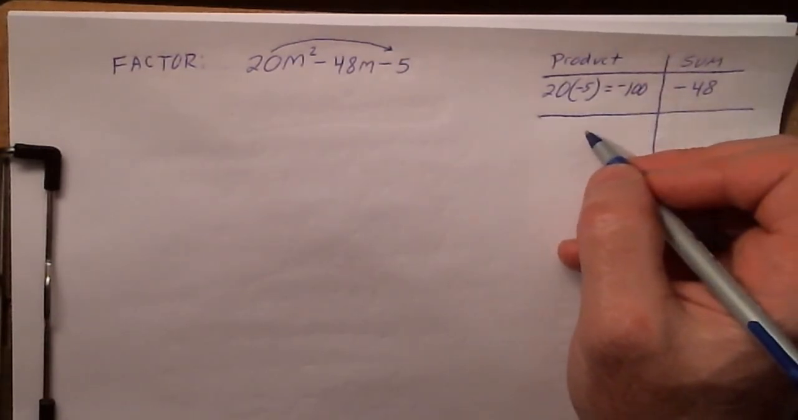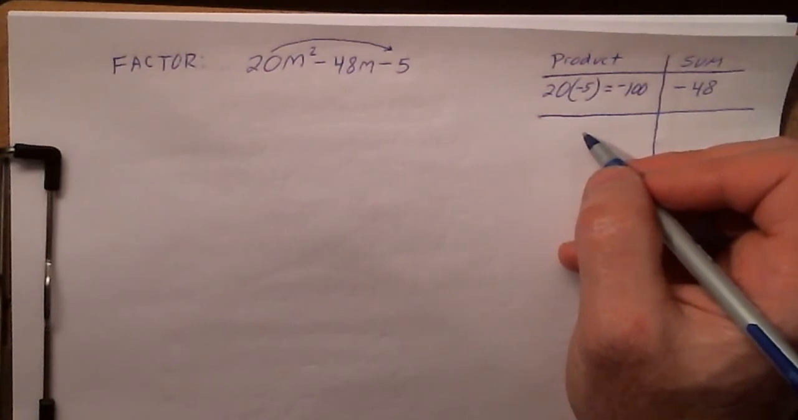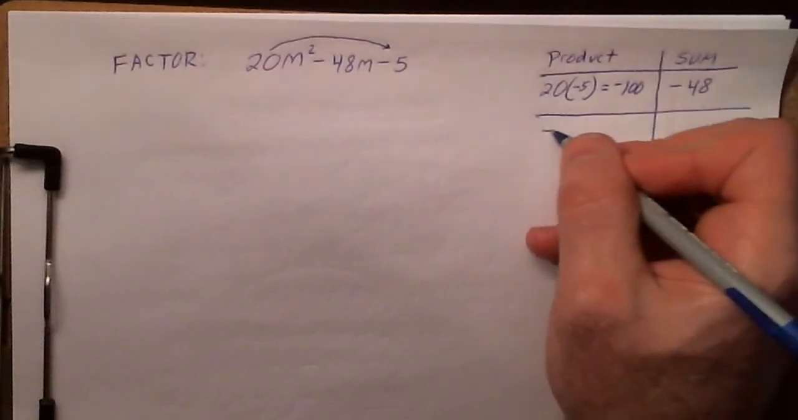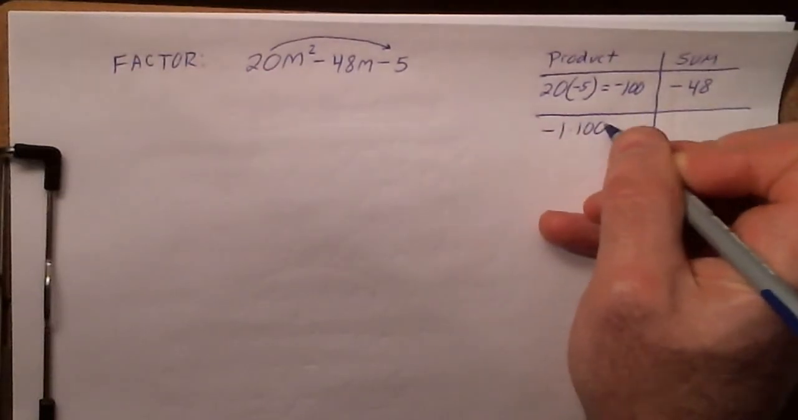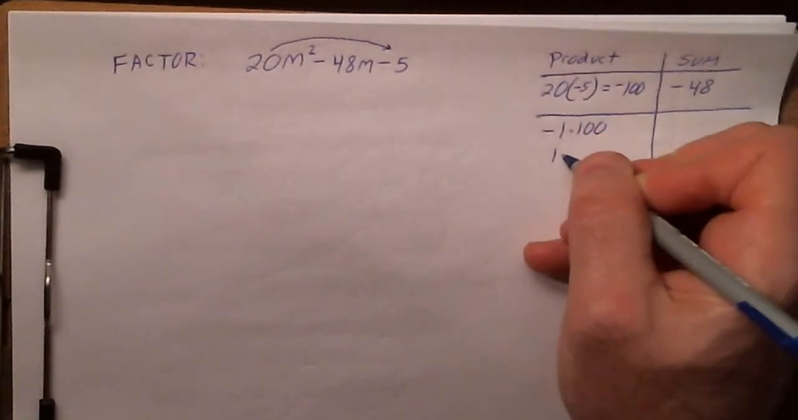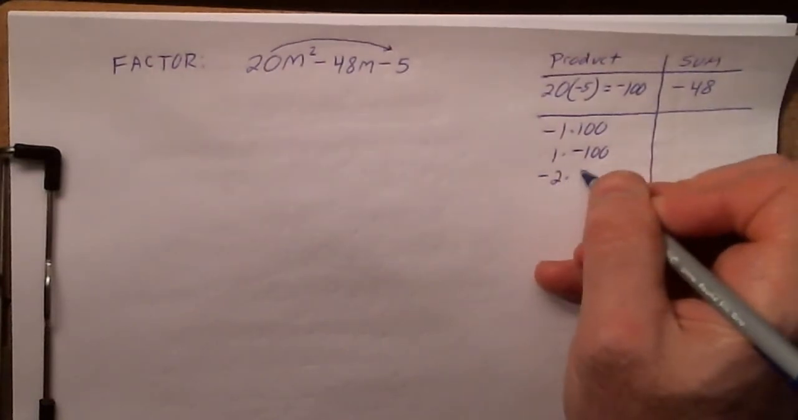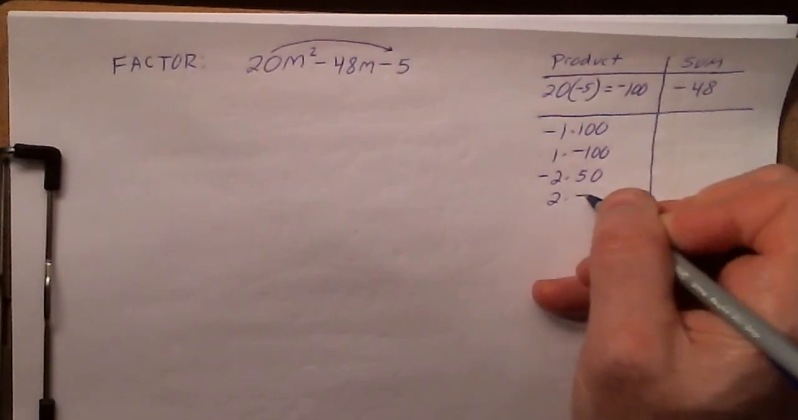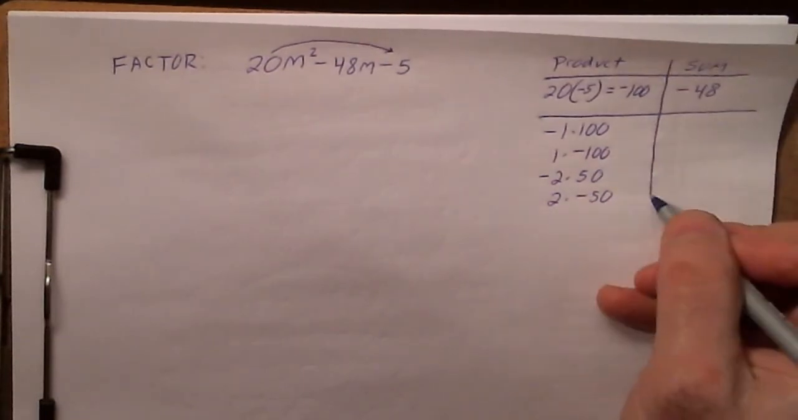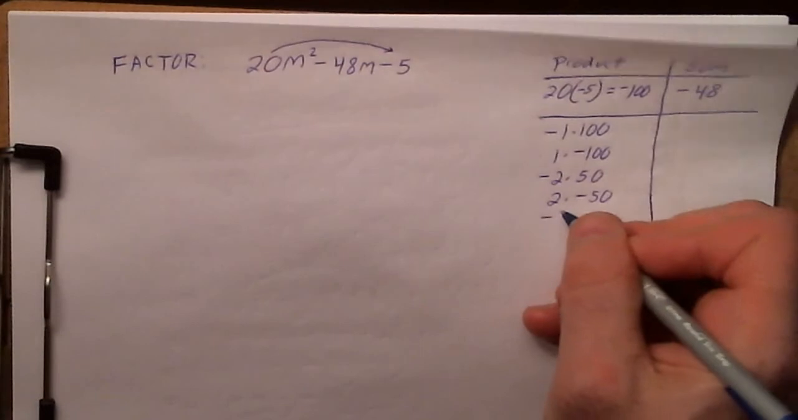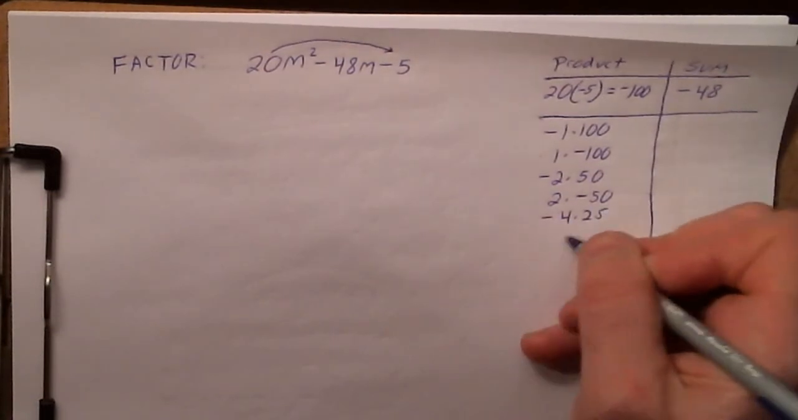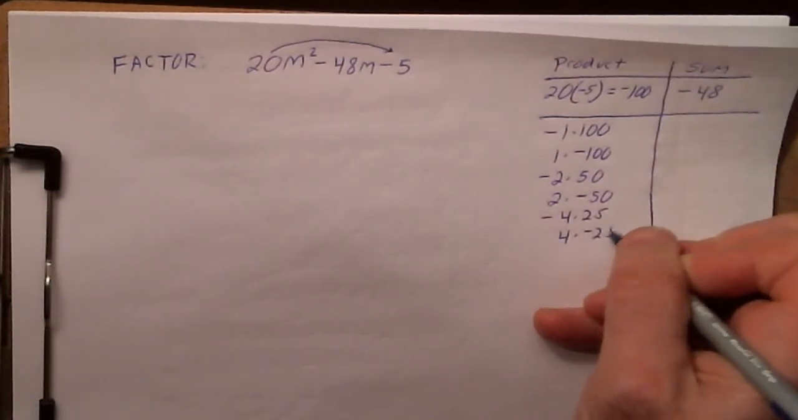I would recommend climbing the ladder, starting with 1, trying 2, trying 3, trying 4, 5, 6, and climbing the ladder. That way you won't miss any. So negative 1 and 100, or positive 1 and negative 100 are factors of negative 100. Negative 2 and 50, or positive 2 and negative 50. 3 doesn't divide into 100 evenly, 4 does. Negative 4 and 25, or 4 and negative 25.